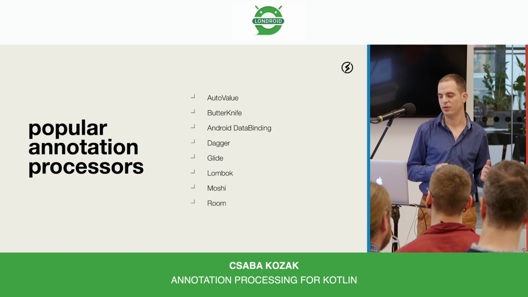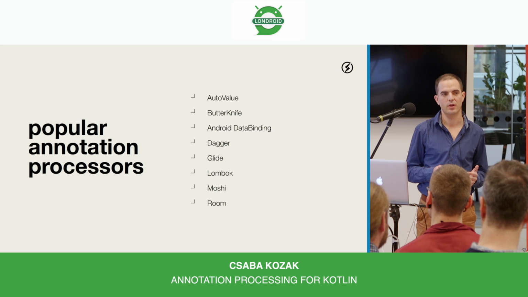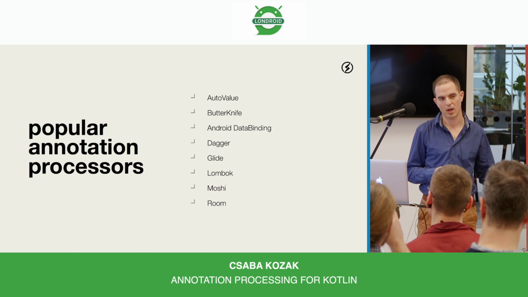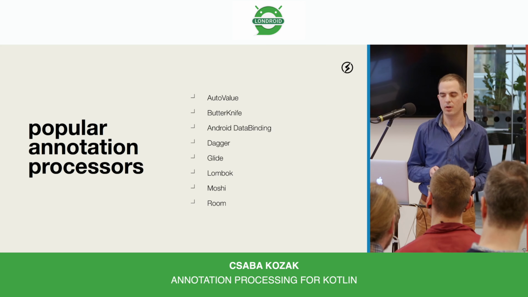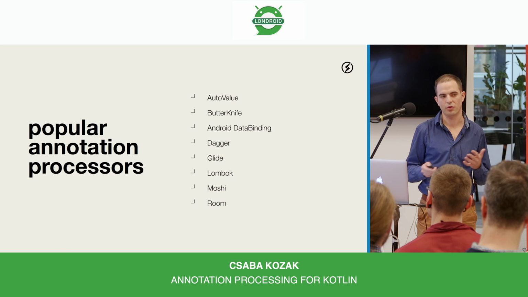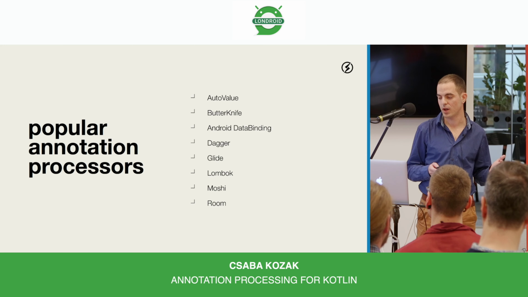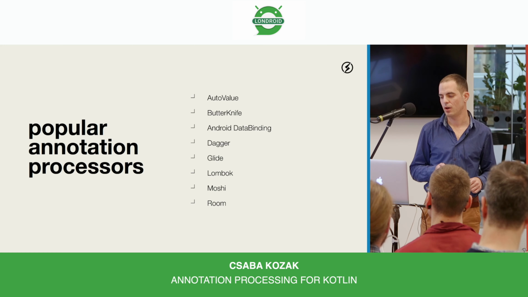I listed some libraries that are using annotation processors. Some of them are Java libraries, and some of them are Kotlin libraries. The first is AutoValue. This is for Java. It can generate value classes for the JVM. However, this is not really useful for Kotlin because now we have data classes.